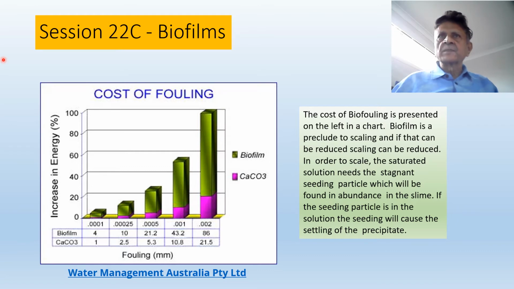Biofilm, of course, is a prelude to scaling, and if biofilm is reduced, then scaling will not take place. Of course, the other condition for scaling to occur is that there must be a saturated solution of the calcium compounds, and the slime or plankton becomes a seeding particle. The seeding particle will cause the settling of the precipitate in a saturated solution.